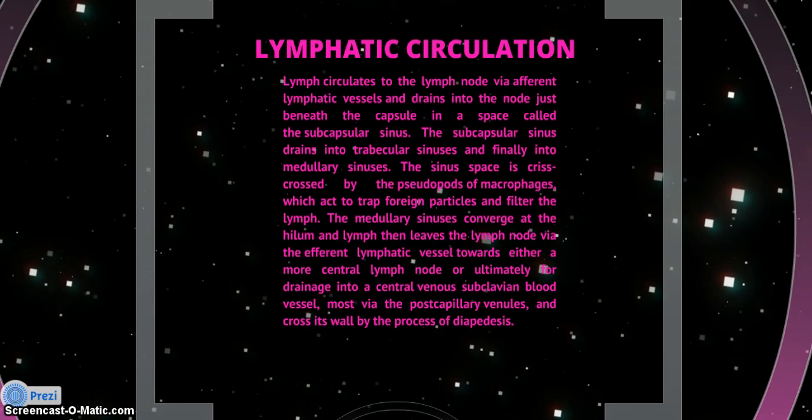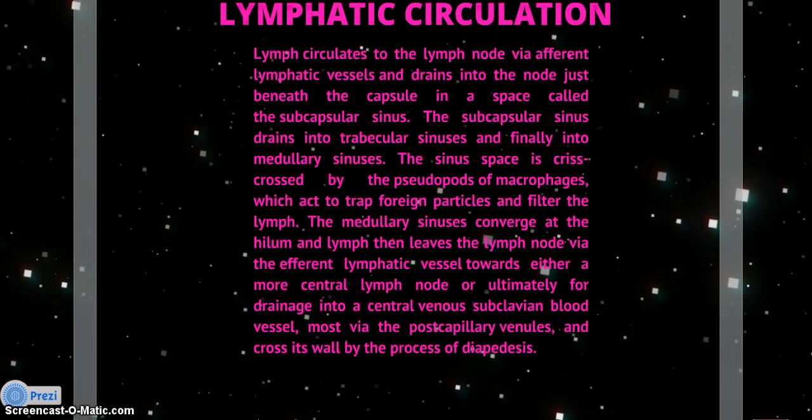The medullary sinuses converge at the hilum, and lymph then leaves the lymph node via the efferent lymphatic vessels towards either the more central lymph node or ultimately for draining into the central venous subclavian blood vessels.